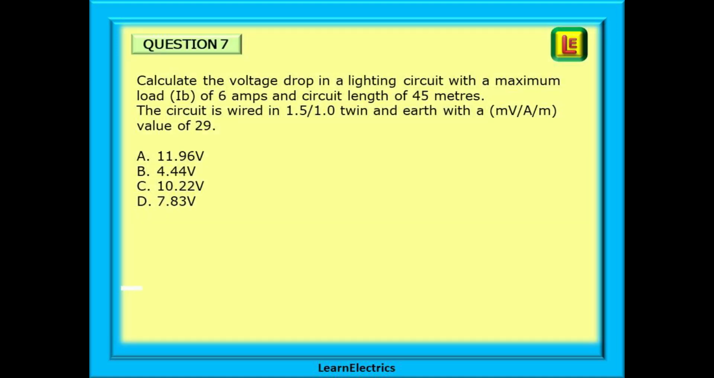Have a go at question 7 yourself. This is such an easy calculation. Calculate the voltage drop in a lighting circuit with a maximum load IB of 6 amps and a circuit length of 45 meters. The circuit is wired in 1.5 by 1 mm twin and earth with an MVAM of 29. Pause the video, do the calculation, choose an answer.